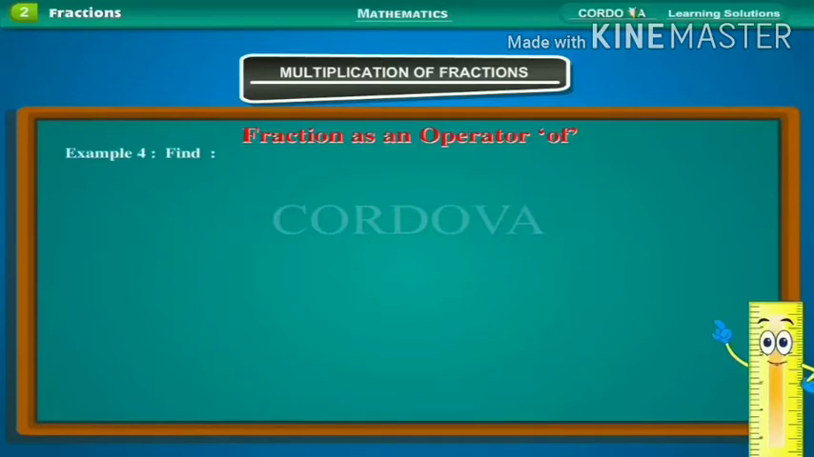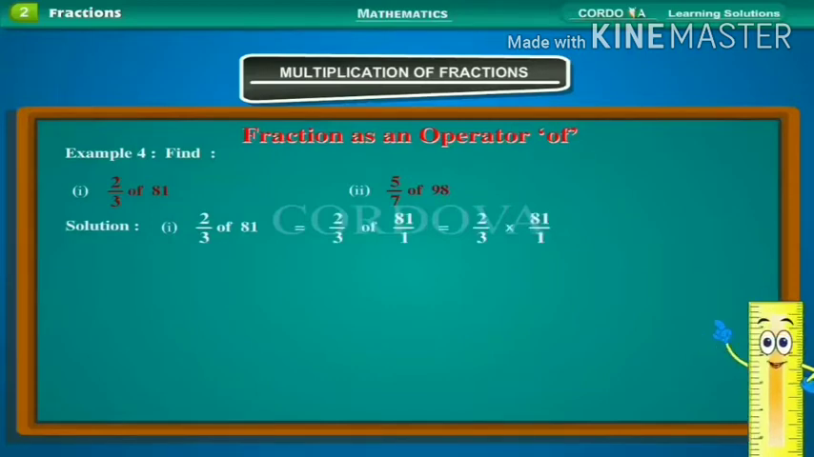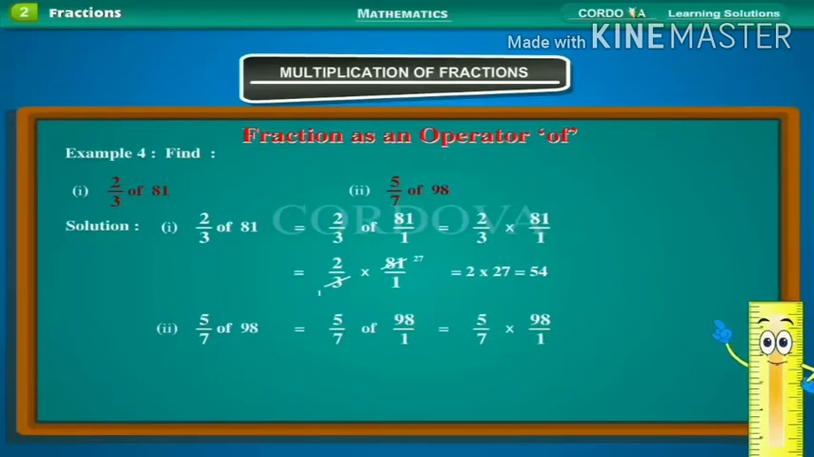Example 4. Find 2 upon 3 of 81, 5 upon 7 of 98. Solution. 1. 2 upon 3 of 81 is equal to 2 upon 3 of 81 upon 1, which is equal to 2 upon 3 into 81 upon 1, which is equal to 2 into 27, which is equal to 54. 2. 5 upon 7 of 98 is equal to 5 upon 7 of 98 upon 1, which is equal to 5 upon 7 into 98 upon 1, which is equal to 5 into 14, which is equal to 70.